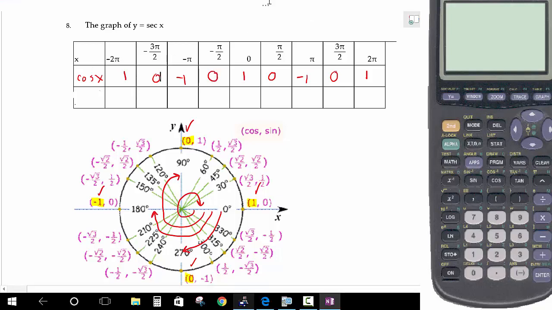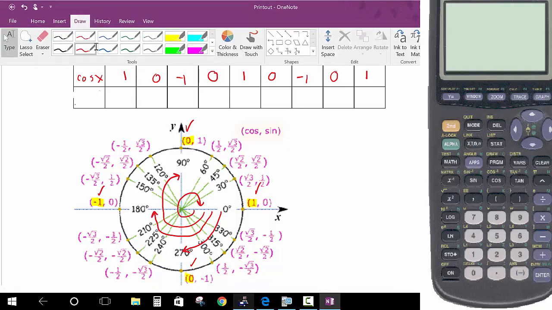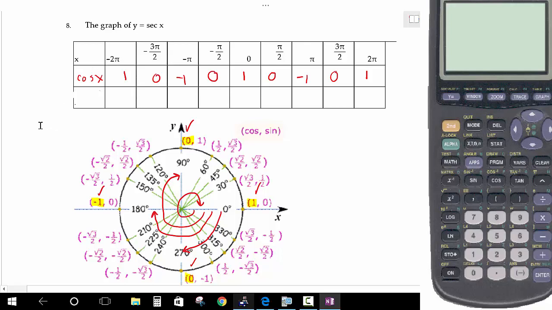Okay, now what we know is the connection between the cosine and secant: the secant of x is equal to 1 over the cosine of x. So when we do this secant graph, we're going to go through and do reciprocals. So we do 1 over 1, that'll give us 1. 1 over 0 is going to be undefined, so the secant is undefined at negative 3 pi over 2. Then we do 1 over negative 1 here, that's negative 1. 1 over 0 is undefined.